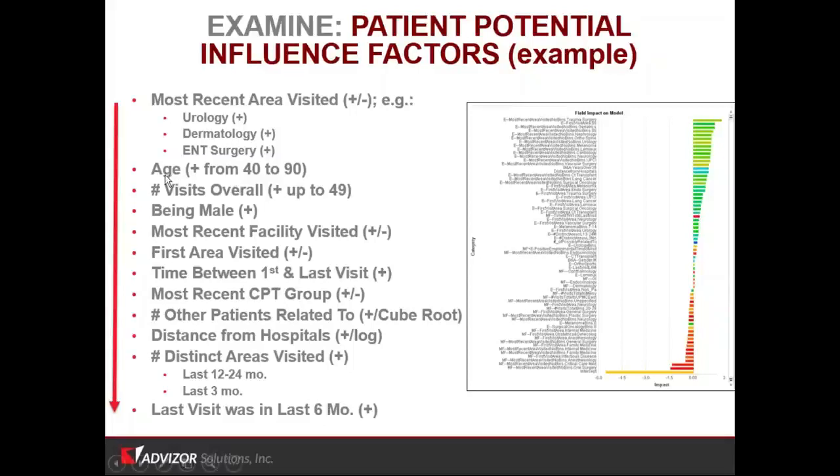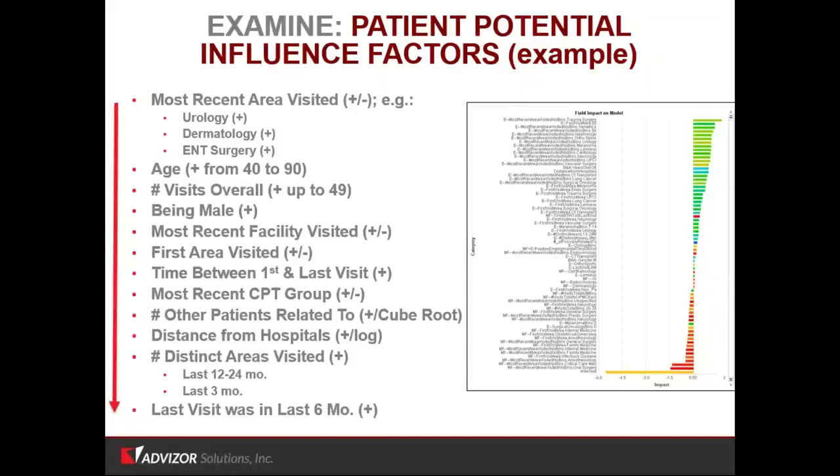Age, this will vary by the population makeup, but generally it's a plus from 40 to 90, so it's sort of flat. And then you get into that middle older group, it goes up, and then it sort of plateaus at the top end. Visits overall. Time and again, the more connection somebody has with the institution, and particularly if it's one of these better areas, it's good, and then it sort of plateaus up at 49. So what this is saying is that 49 or 100 is about the same, but there's a big difference between coming twice and coming 20 times. Being male.